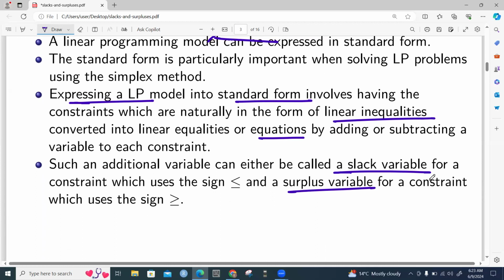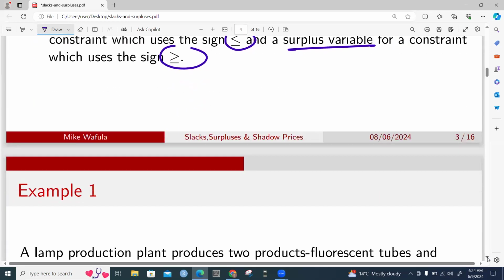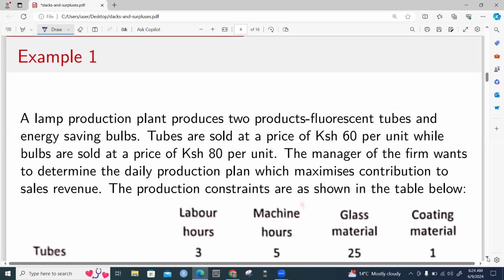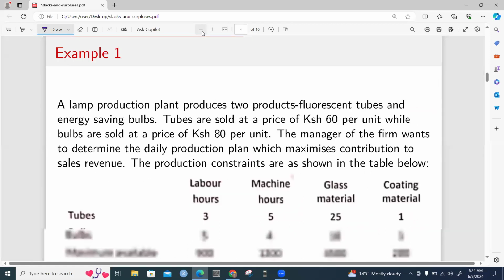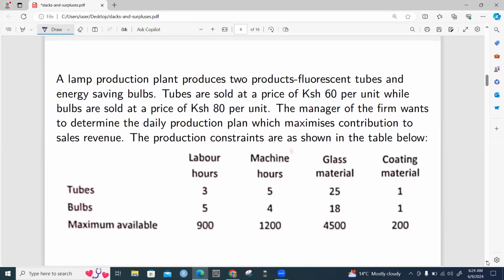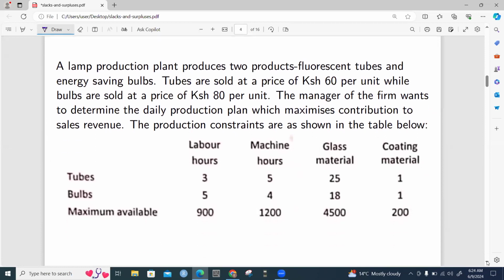And so the guidance is that the distinction comes in when you look at the nature of the inequality sign that is used in that particular constraint. Maybe we look at a typical example of a linear programming problem and see how we can use it to compute those terminologies or those quantities.